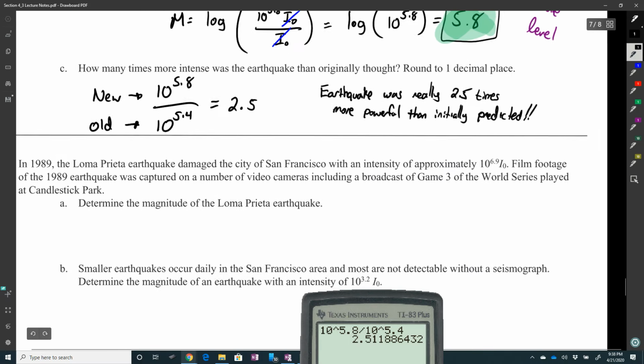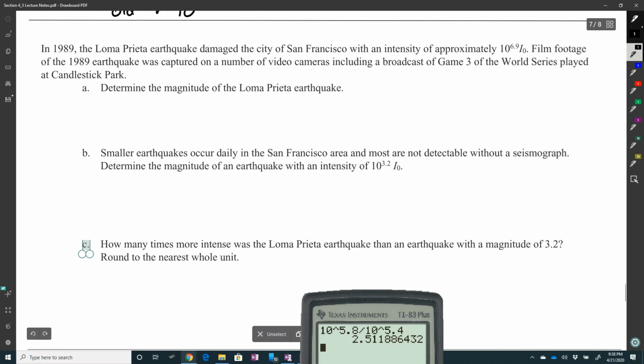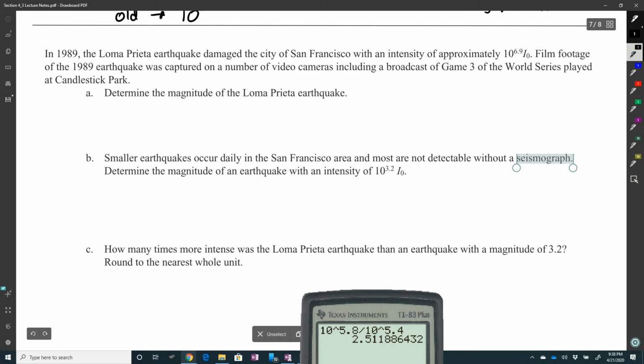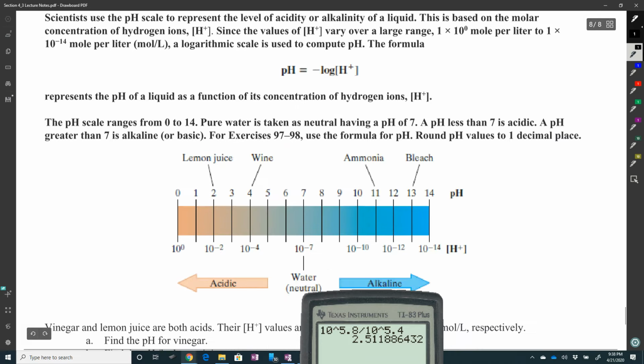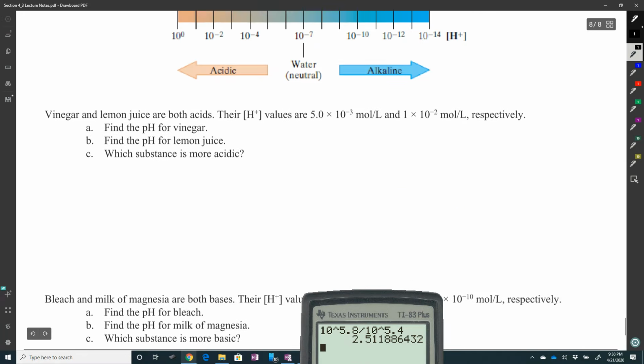Anyway, here's another. You know what? I'll save this one for you to do on your own because it's pretty much exactly the same thing that we just did. This one, I think there's two problems. I'll do the first one, and I'll leave the other one for y'all.